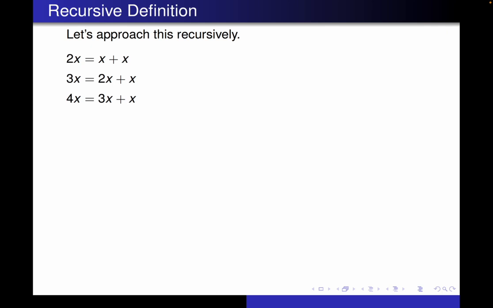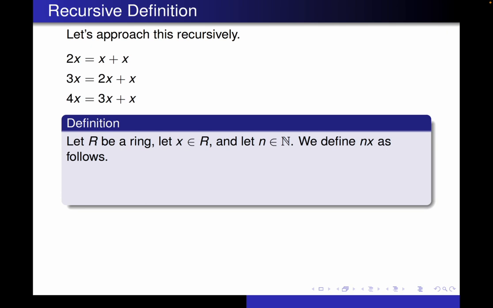As you can see, every time we compute one of these, we can compute the next one using the one we just computed. And we keep on going in that way. And whenever doing something like that, that's what's called a recursive definition. So if R is a ring, and if x is an element of R, and if n is a natural number, we can define n times x in the following way.